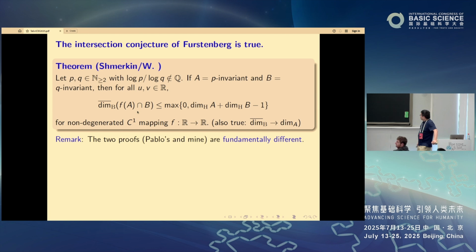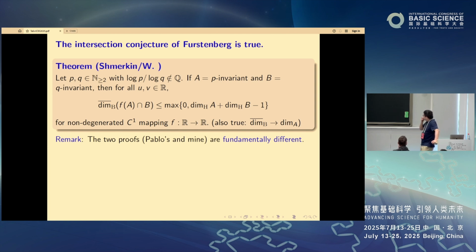So actually the interesting part is that these two proofs are quite different. Bablu's proof is more additive combinatorial in nature. He used the method of additive combinatorics. You will see the proof of Bablu this afternoon. So my proof.